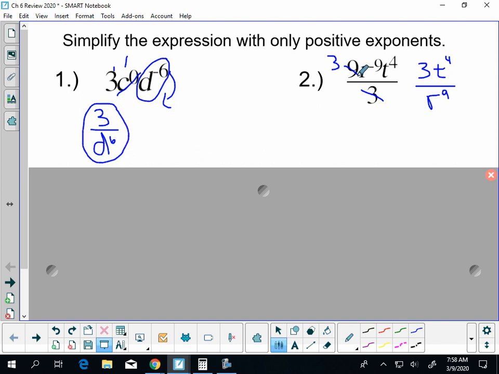On number 2, the first thing I did was I reduced my fractions. The 9 and the 3 are coefficients. Don't treat them like exponents. You treat them just like regular old numbers. 9 over 3 is 3 over 1. The r to the negative 9 is the only thing with a negative exponent, and that's the only thing you're going to be moving down to the denominator. Leave the t to the 4th where it's at, because it is fine.